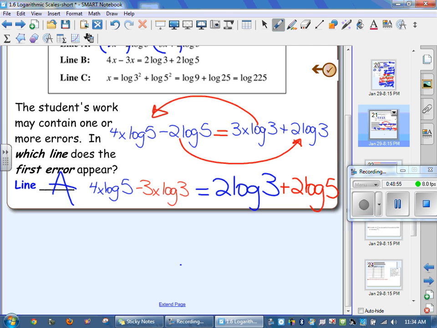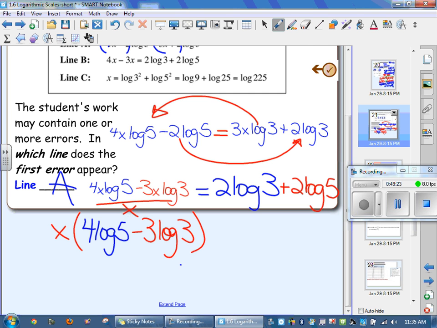So we're just going to have 4 log 5, subtract 3 log 3. Okay, you take the x out from sitting in between them. Okay, no more x. On the right-hand side, the right-hand side stays the same. 2 log 3 plus 2 log 5.